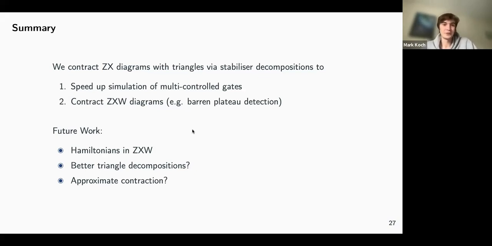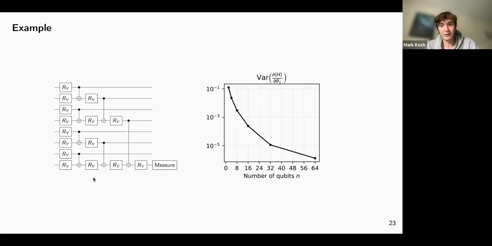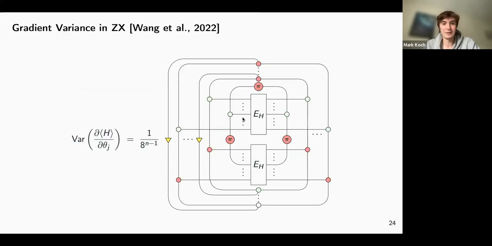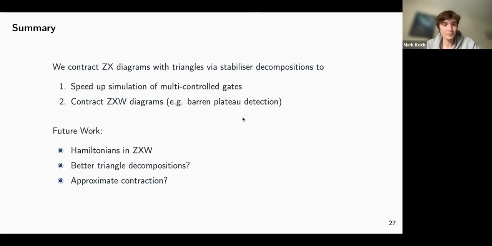And finally, it would be interesting to look into ways to do approximate contraction. Right? This might be particularly interesting for the case of barren plateau detection, because there we're not really interested in what the exact numbers are. We're more interested in the overall trend, right? Is the decay exponential or not exponential? So here we could actually tolerate quite big errors. So that's an interesting avenue to explore there.